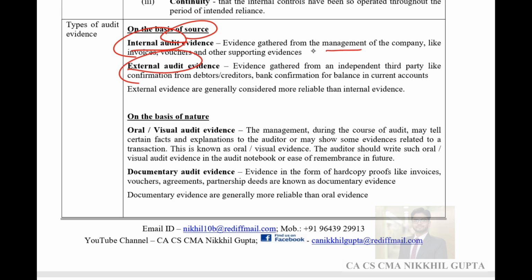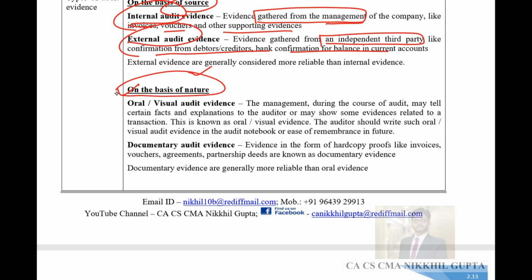Internal audit evidence are gathered from the management. Management will give internal audit evidence like vouchers, invoices, supporting evidence, and the evidence which are gathered by an independent third party. If a third party gives you some evidence about a transaction with the company, then that is known as external evidence, like confirmation from debtors, bank confirmation, etc. So guys, to confirm whether the bank account of the client has been appropriately reflected in the financials or not, for that thing bank confirmation is required. So an audit team member goes to the bank and gets sign of the manager to vet that the bank account of this particular company has so and so amount. So external evidence are these.